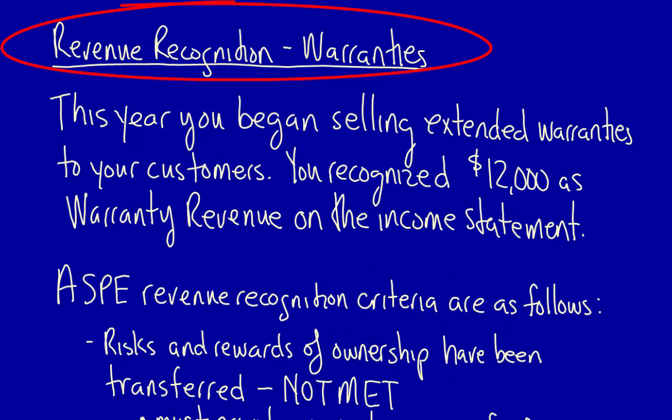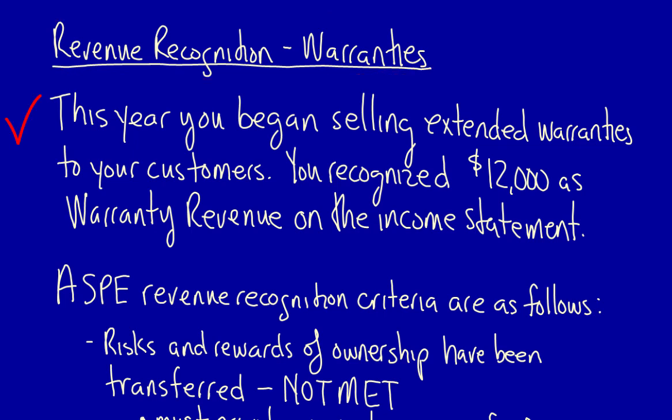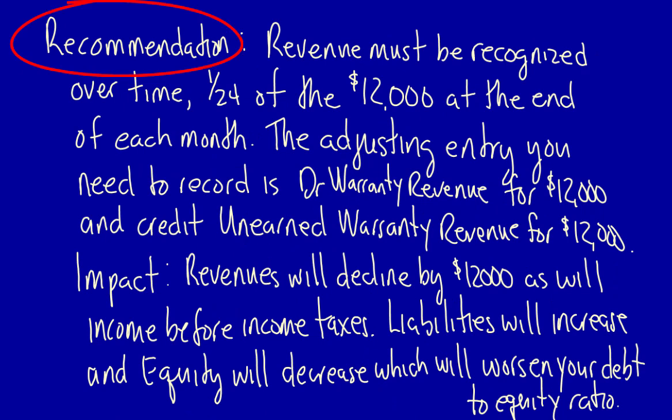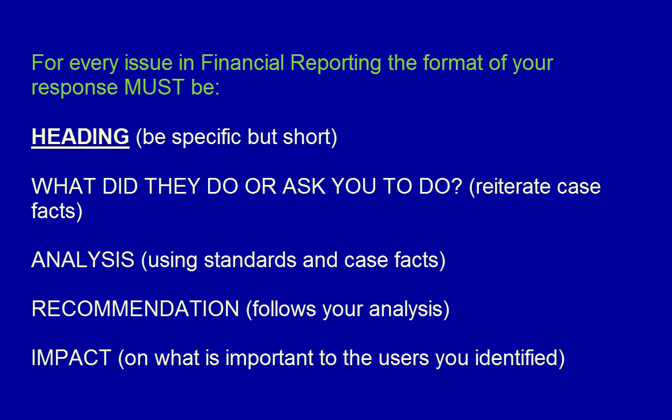Notice the format for analyzing financial reporting issues. Start with the heading. Name the issue and be specific. What did the client do, if anything? Maybe they didn't do anything yet, but then you should indicate that they asked you to determine how to record something. Then, your analysis. Apply the standards using the case facts. Next, make a recommendation that follows your analysis. And finally, indicate the impact on what is important to your client, which you should know from your plan. Repeat, repeat, repeat. This is for every single issue until you're finished.